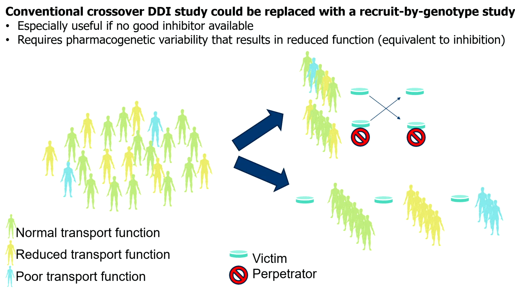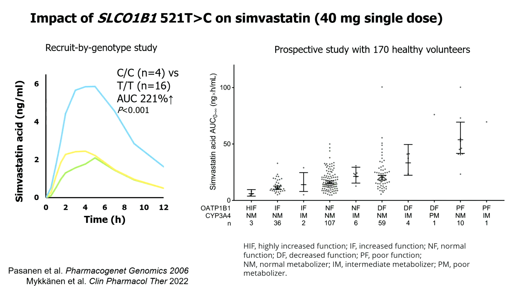And going back to this classical study shown earlier by Professor Giacomini and Professor Niemi, on the left-hand side, for simvastatin acid, it is clearly true that there is a real difference between homozygous SLCO1B1 521 CC carriers versus TT carriers. Quite a big difference indeed.